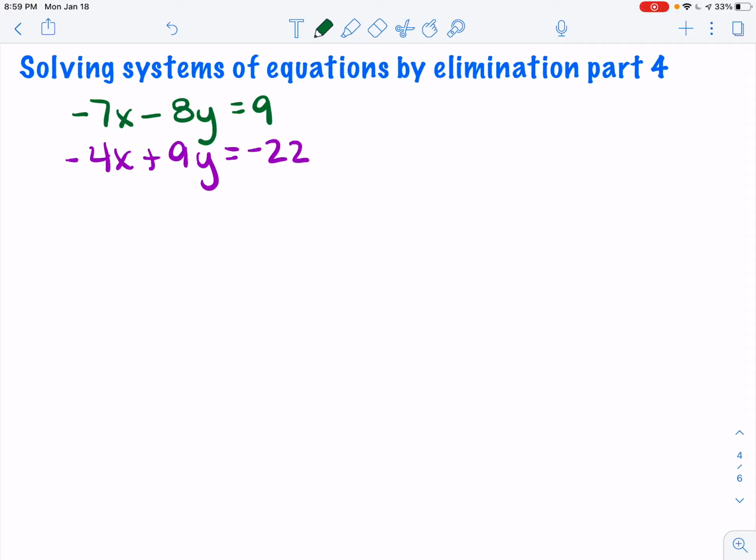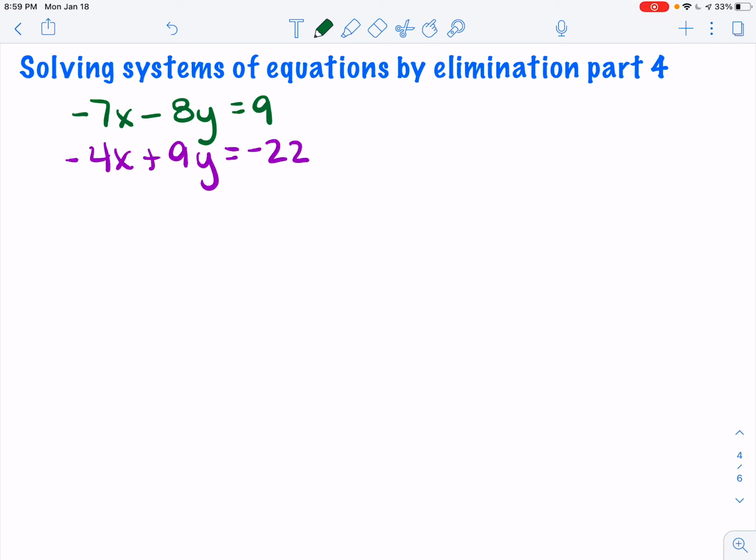Alright, we're going to look at a few more examples of solving systems of equations by elimination. If you notice my problem, I've got my x's lined up, my y's are lined up, my equal signs are lined up, and my constants are lined up. So I'm going to look at my x's and my y's and see if anything will eliminate. And I don't have anything that has the same coefficient there.